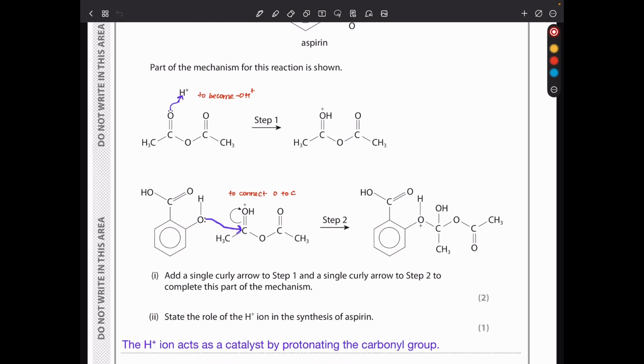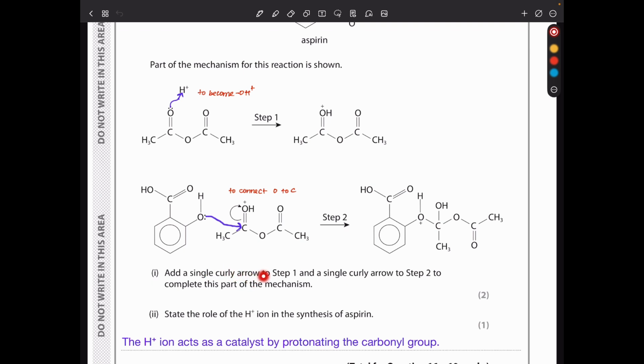And they said add a single curly arrow to step 1 and a single curly arrow to step 2 to complete this part of the mechanism. Now for this mechanism, because we see O becoming OH with a positive, it means this is giving electrons to the hydrogen to create OH+, which we see there.